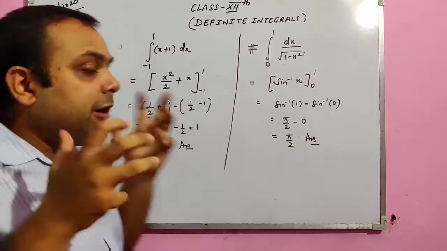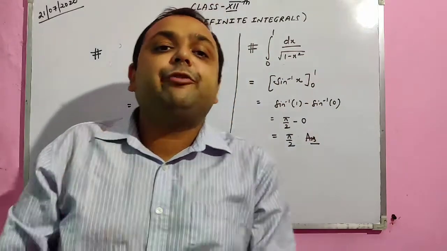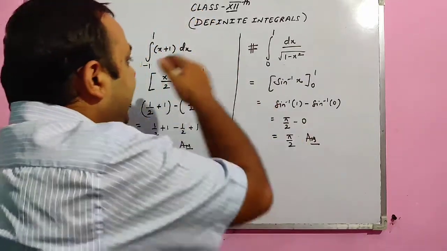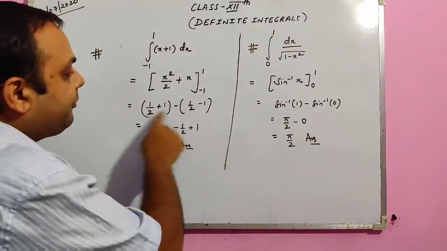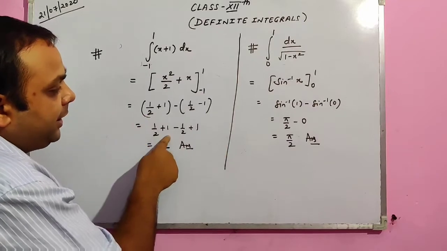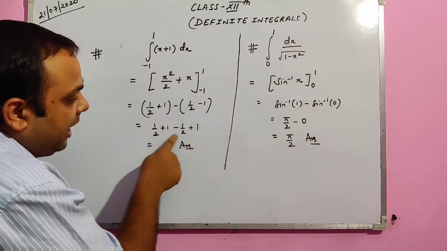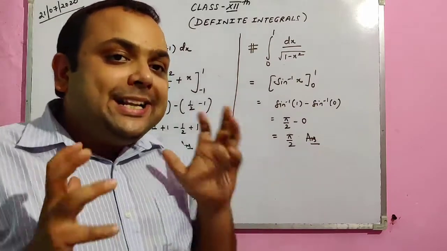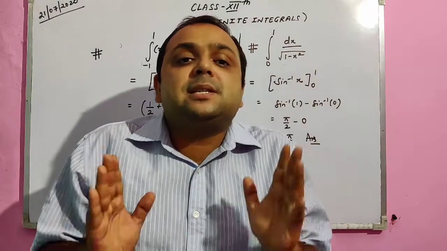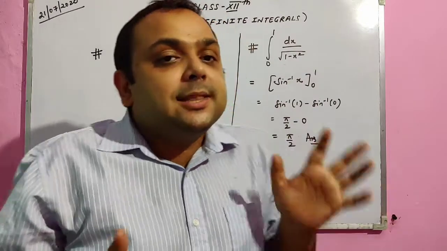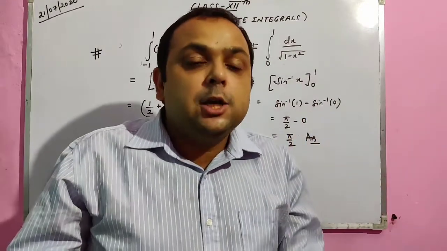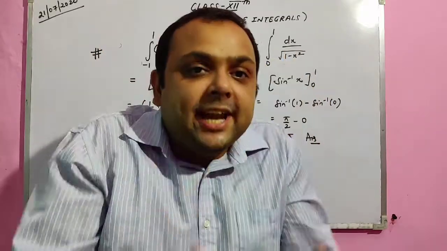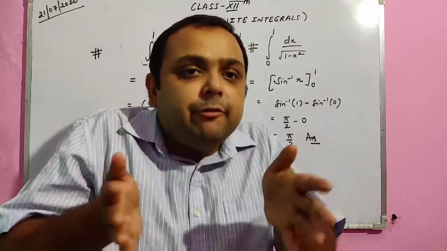So this is 1 square by 2, plus 1, minus minus 1 square by 2, minus 1. We have to put f of b minus f of a, because the range is from a to b. After solving this, half plus 1 minus half plus 1, half and half cancel out, we get 1 plus 1 equal to 2. In this case we do not have to write plus c constant, because the range is given. So in each and every problem, we just integrate first and then put the values.